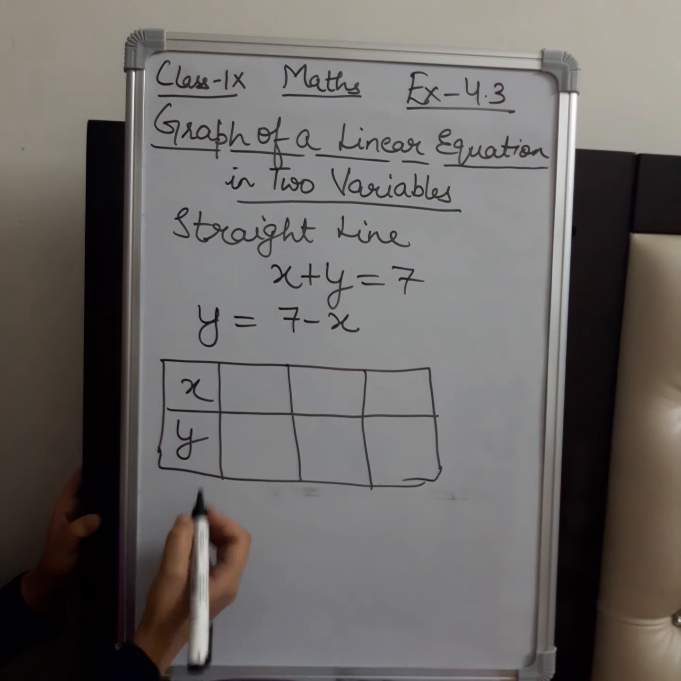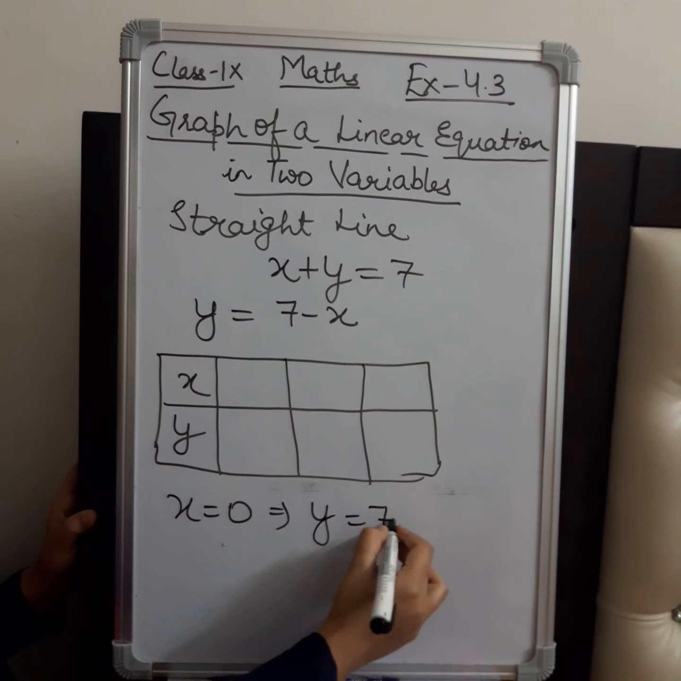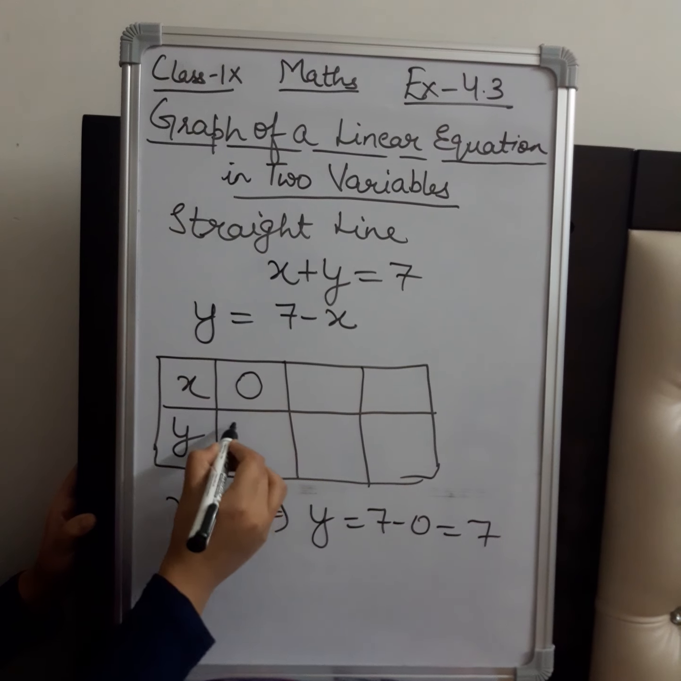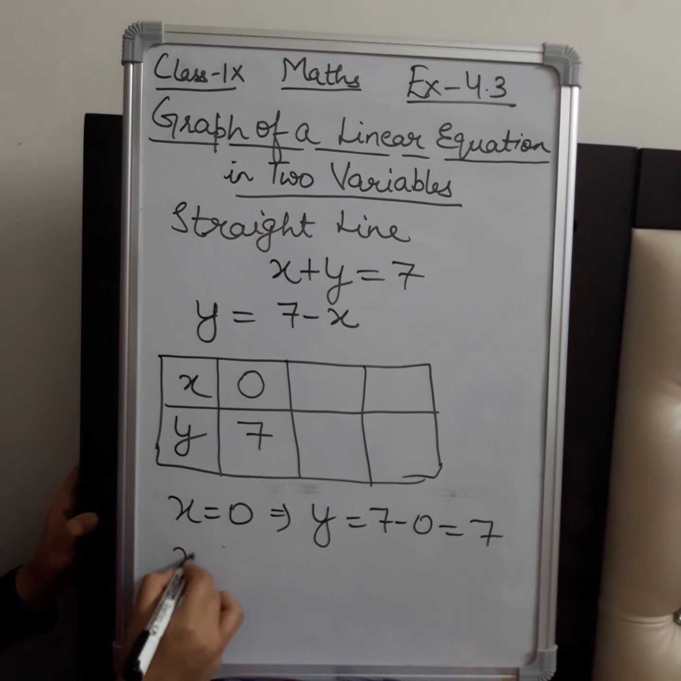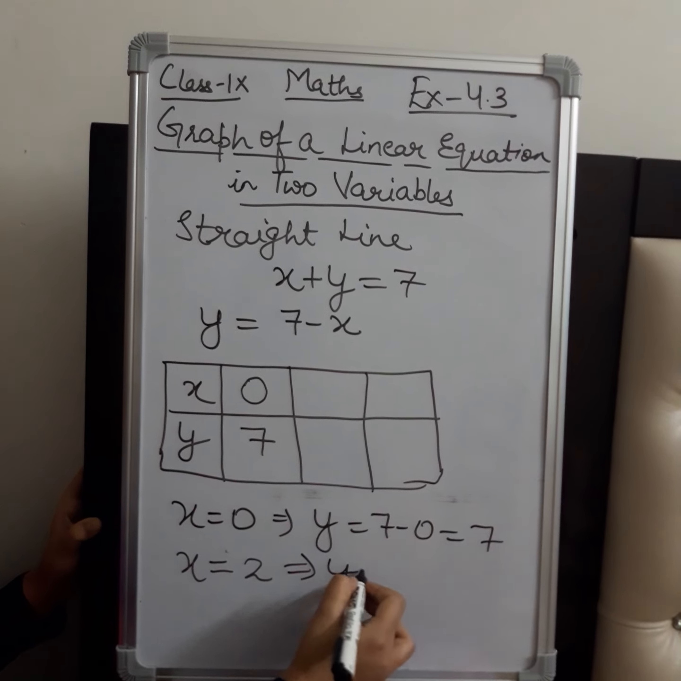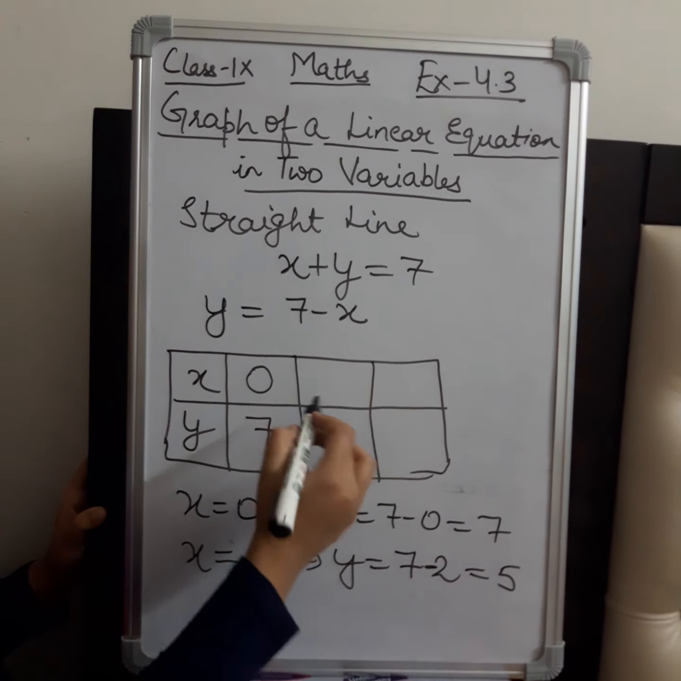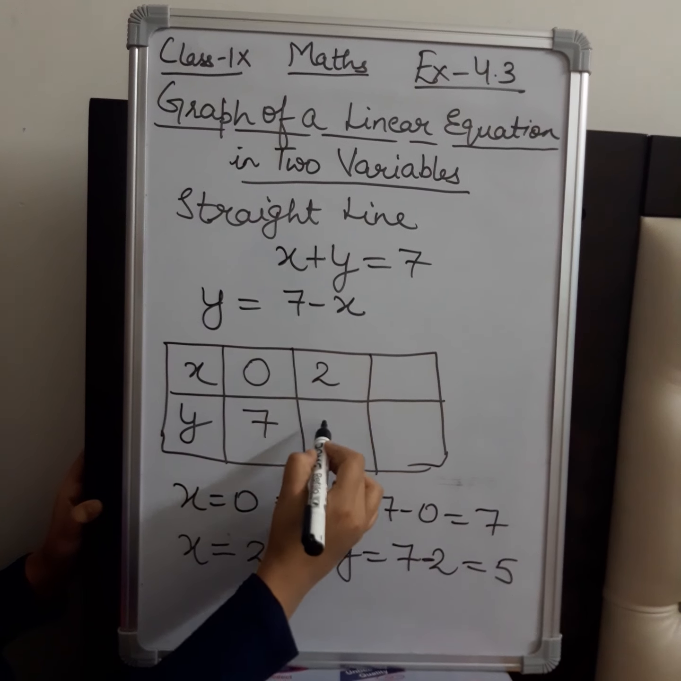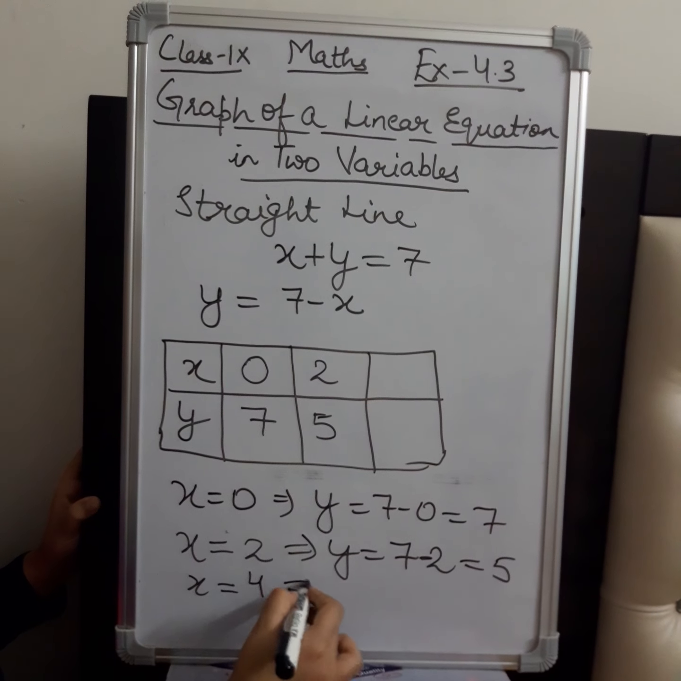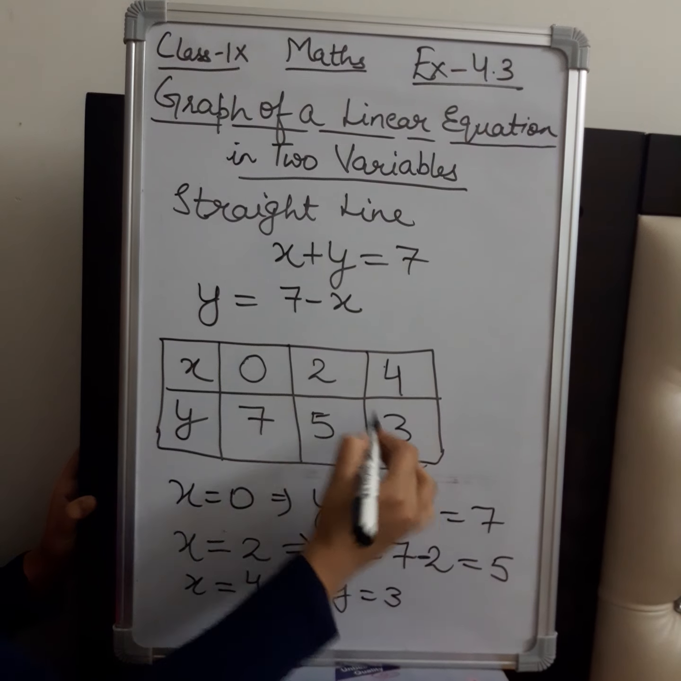the value of y. For example, if I take x as 0, so y will be 7 minus 0, means 7. So first point is when I have taken x as 0, y was 7. Similarly, let us take x as 2. You can take 1 or 2 or any value. So y will be 7 minus 2, that is 5. So when you have taken x as 2, you got y as 5. Similarly, let us take 4, then y will be 3. So when x was 4, y is 3.